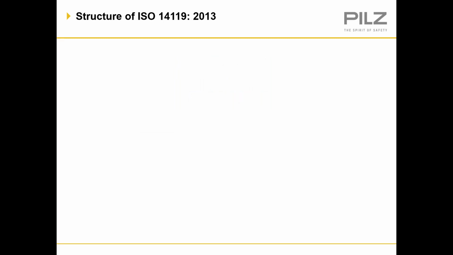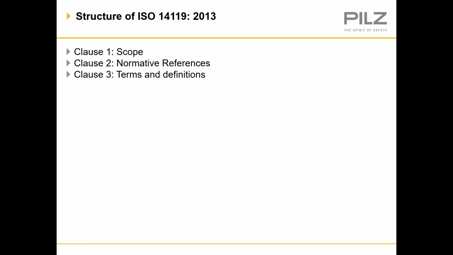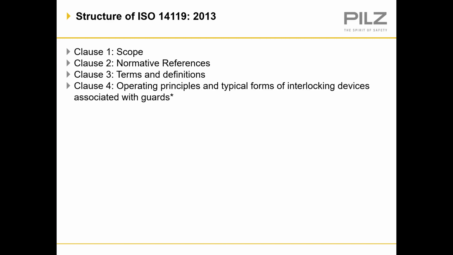So how is the standard structured? I'll run through the clauses here, but I'll go into more detail on some of them as the presentation goes along. Clause 1 is the scope. Clause 2 is normative references, and that makes reference to other standards such as 13849, 13857, 14120. Clause 3 is the terms and definitions, so that's kind of a glossary.